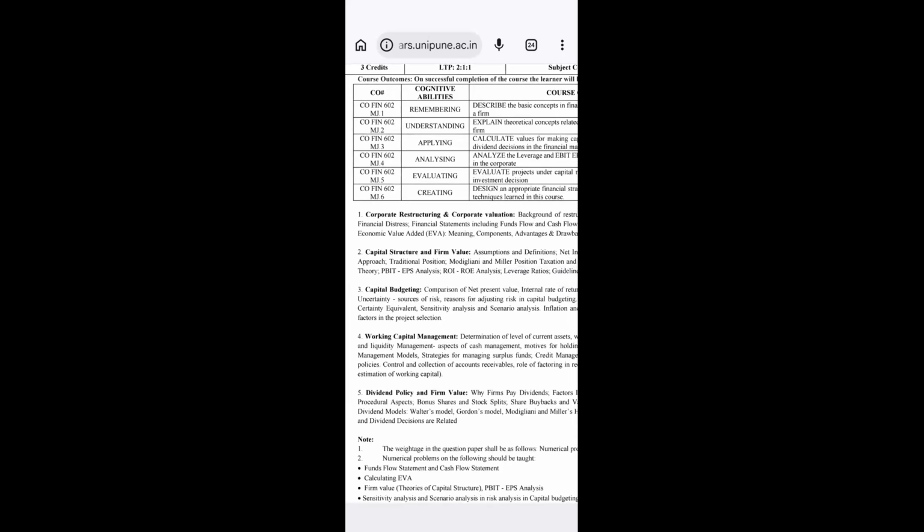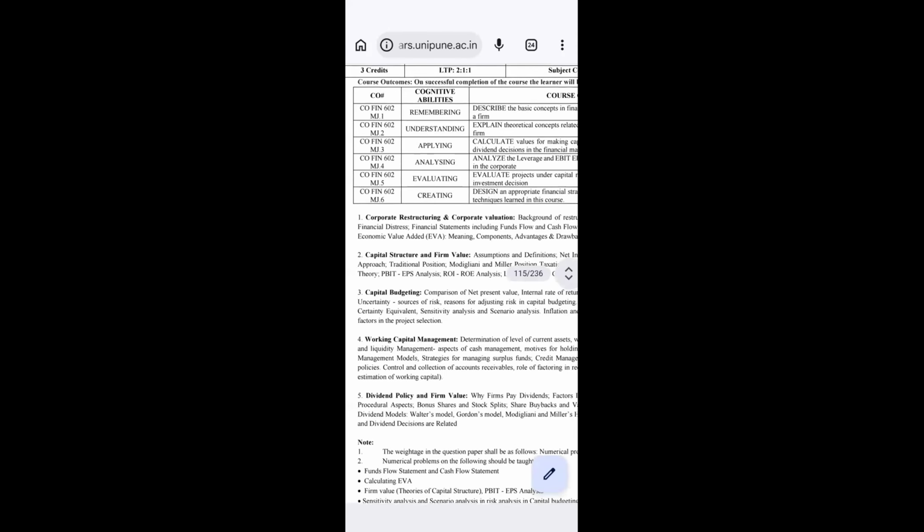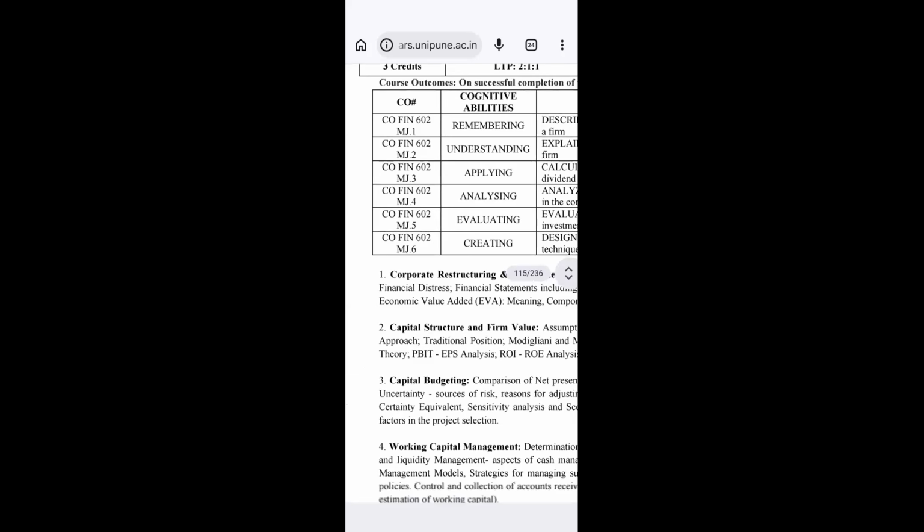In financial distress, we are talking about: suppose I have to pay 2 crores and I have only 50 lakhs. So how should I manage? How should I go about it? So this concept we are going to learn in financial distress.